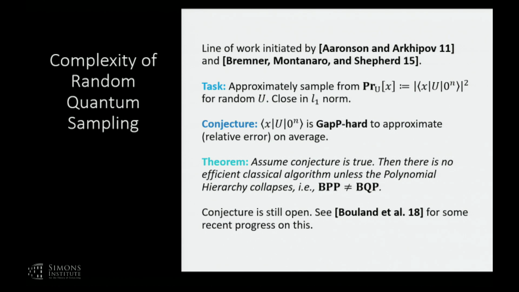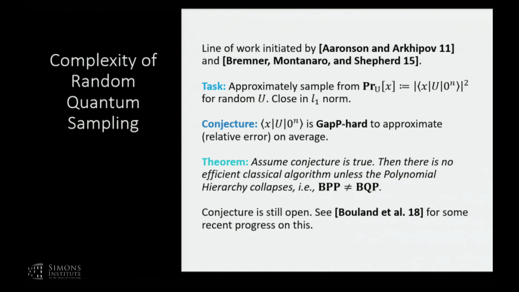So if you conjecture that this probability is GapP-hard to approximate up to a relative error on average, so that the worst-case complexity equals the average-case complexity, then if you assume this is true, there's no efficient classical algorithm for sampling from these distributions unless the polynomial hierarchy collapses. So you essentially have a separation between BPP and BQP, assuming the polynomial hierarchy doesn't collapse and this conjecture is true.